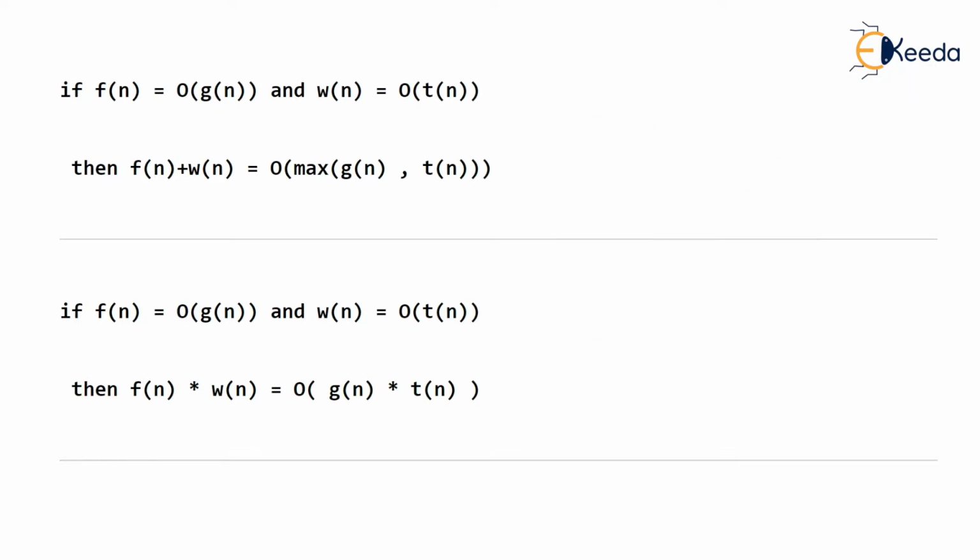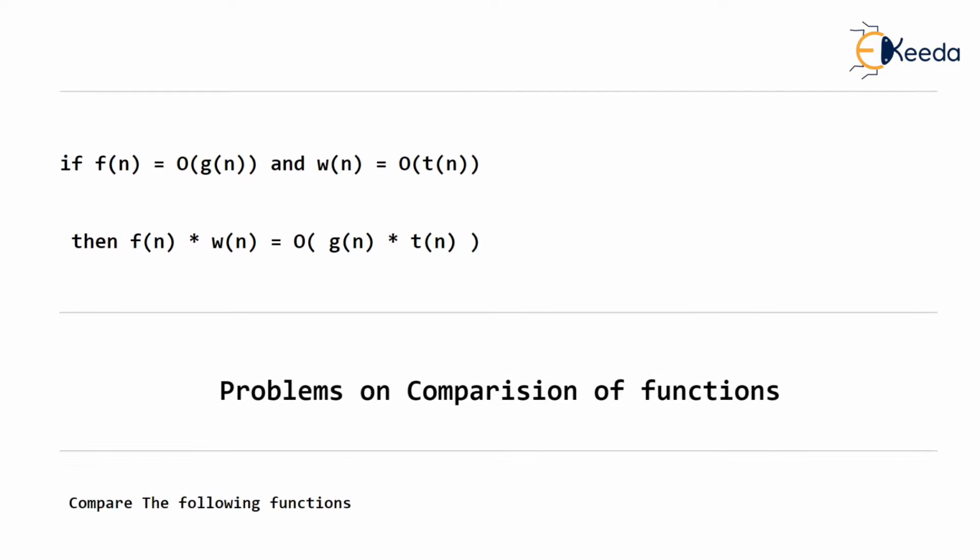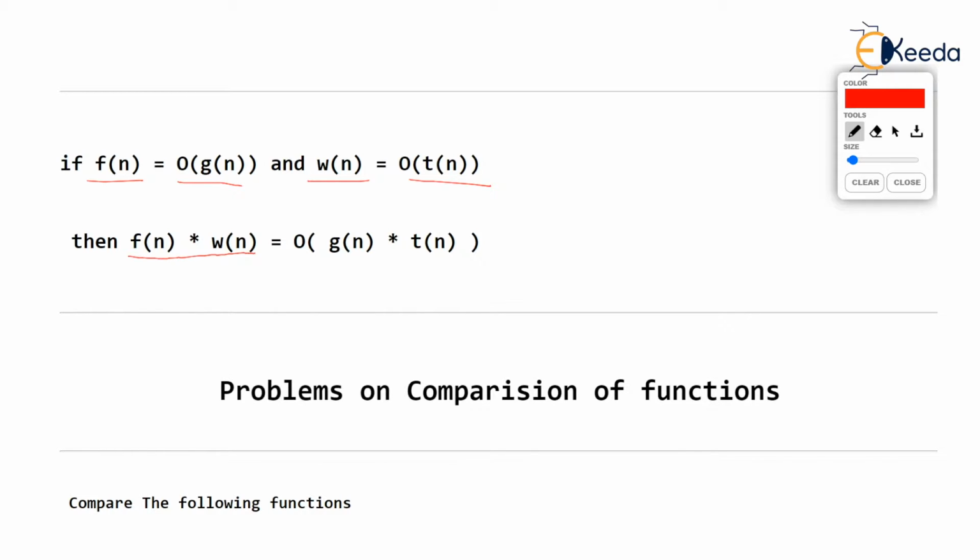Okay. Now the next thing, very interesting, the next property that we have is, suppose we are given two functions, f(n) and w(n), and f(n) is big O of g(n) and w(n) is big O of t(n). Now what if we multiply these two functions, then what will be their order? I mean, they will be big O of which function? This will be a new function, f(n) into w(n), because we are multiplying two functions. Then it will be big O of nothing but the product of their original orders, g(n) and t(n).